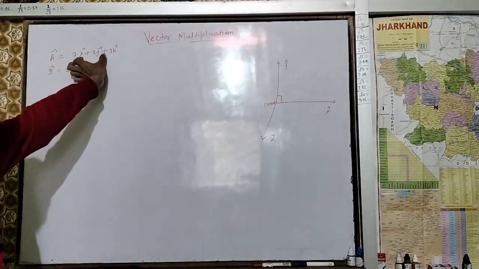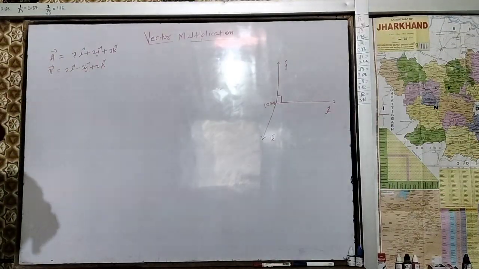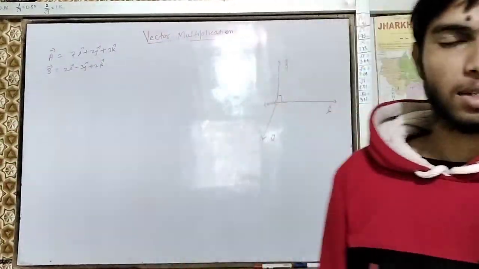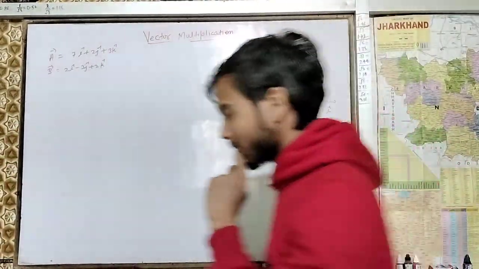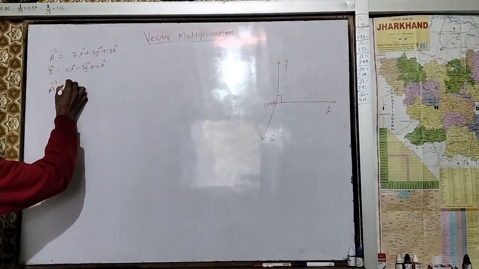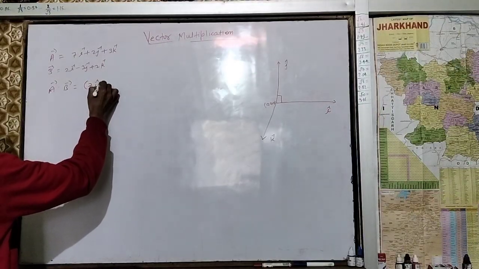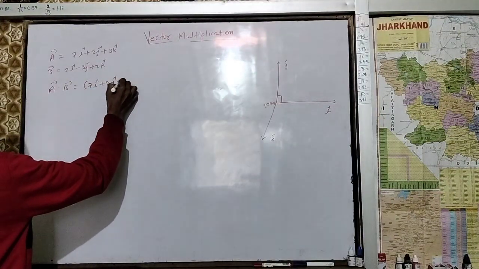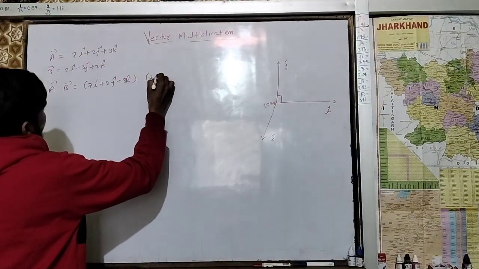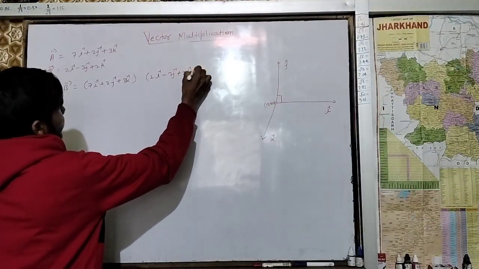So this is the given location of vector a, and this is the given location of vector b. The question is saying to multiply these two vectors by using a scalar product. 7i cap plus 2j cap plus 3k cap dot 2i cap minus 3j cap plus 2k cap.